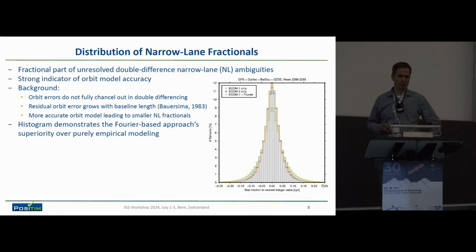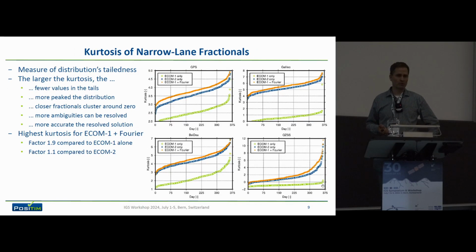We also typically quantify the quality by computing the so-called kurtosis. That is a measure of the distribution's tailedness of the histogram. And again, you see here the highest kurtosis, so high kurtosis means better, for the Fourier-based model, it's in orange, and lowest basically for ECOM1 alone. So there's a factor 2 difference between orange and green, and there's even slight improvement compared to ECOM2.